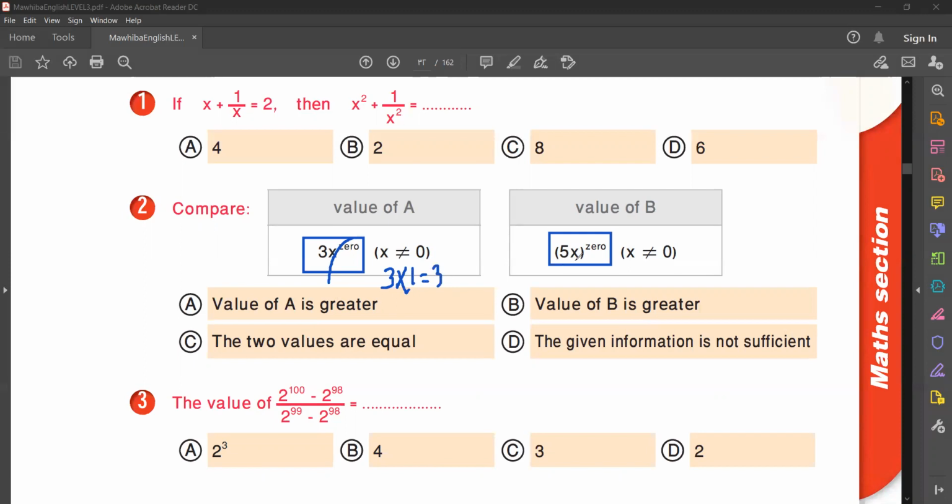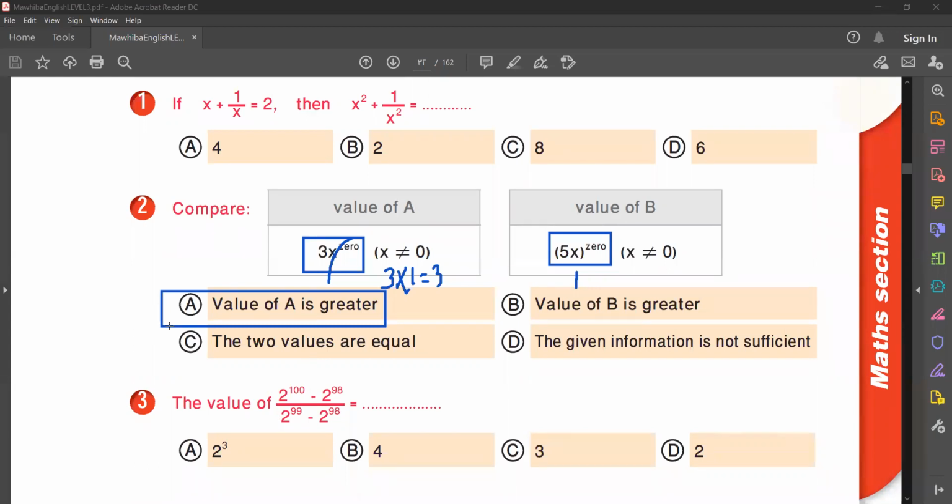What about 5x all to the power 0? All to the power 0, it is what? It is 1. So what is the value? Who is greater? The answer is number what? Number A. So the value of A is greater.